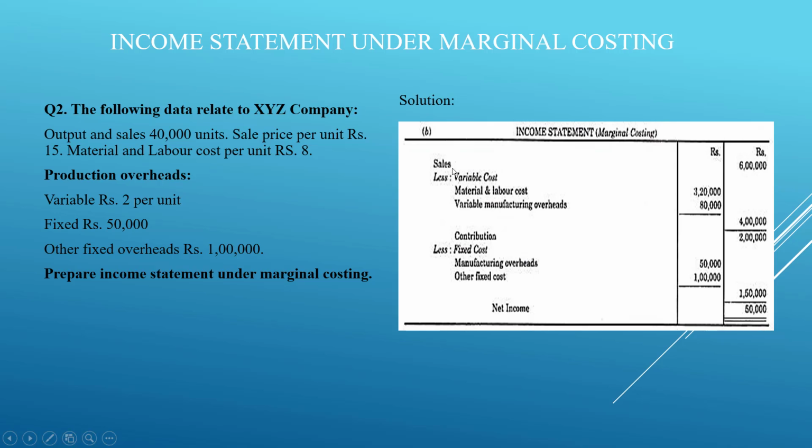We always see the value of sales and the variable cost, and whatever contribution we get, this contribution is very important in the case of marginal costing. And in order to get the net profit, the fixed cost is deducted from the contribution. So this is the net income value. Hope you have understood how to calculate this income statement. You have to follow the format properly for solving an income statement under marginal costing.